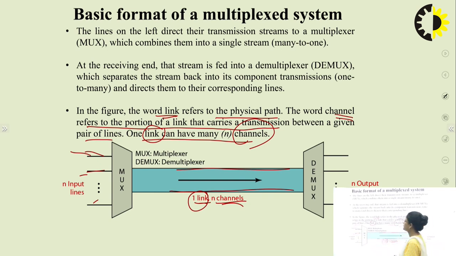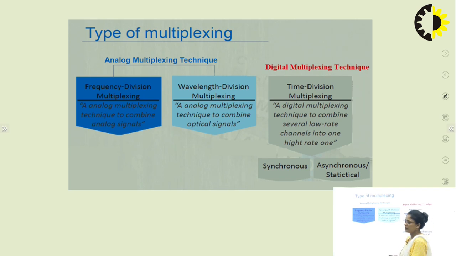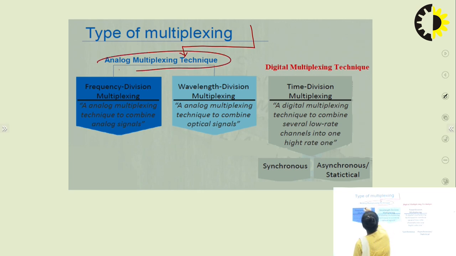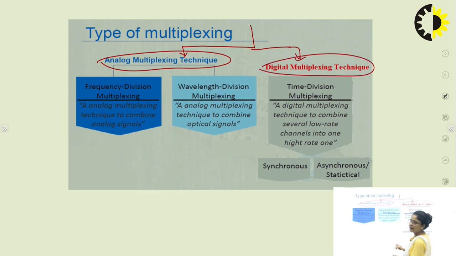one at a time. Now let us come to the next topic. The next topic is, what are the types of multiplexing? Broadly, multiplexing is categorized into two types. One is the analog multiplexing technique and the other one is the digital multiplexing technique.